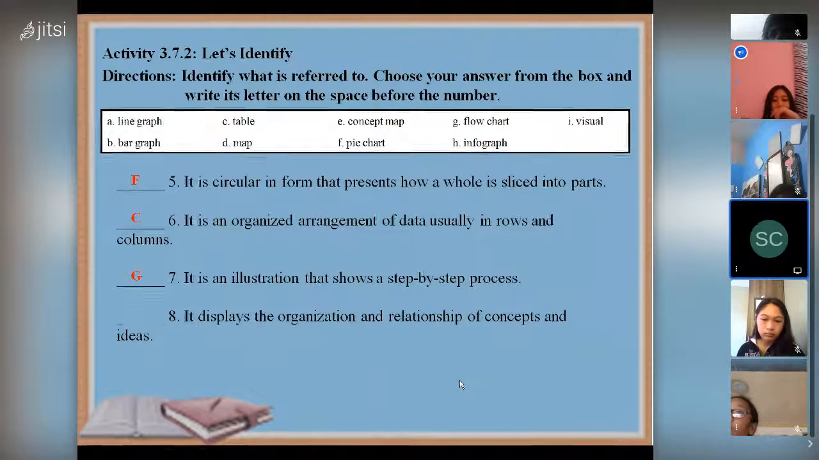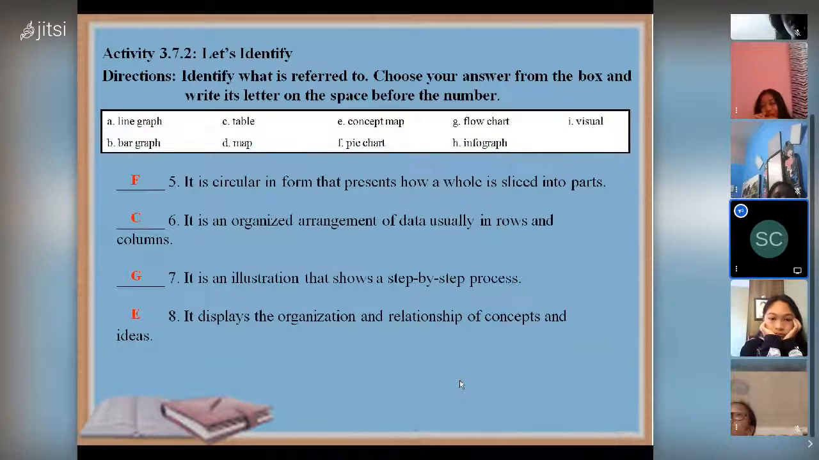A concept map displays the organization and relationship of concepts and ideas. Those are the visual verbal illustrations.